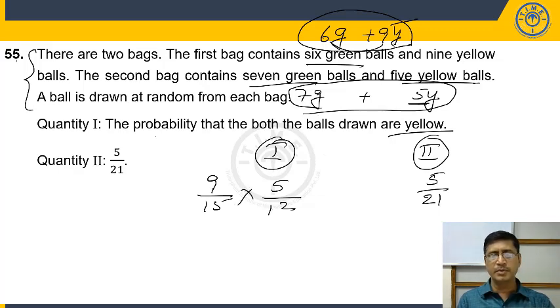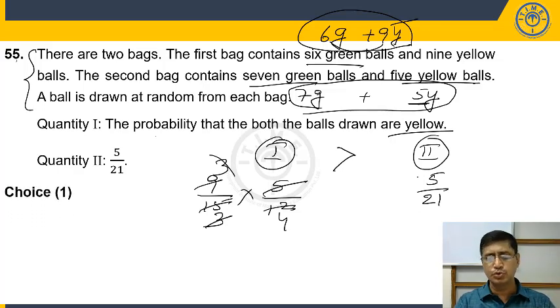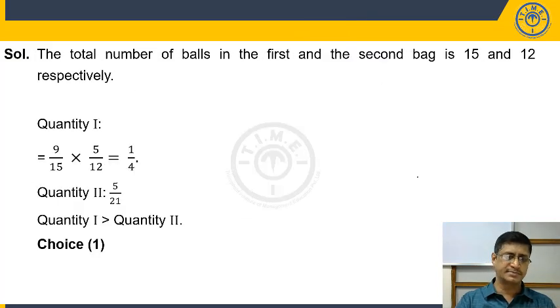Now what is the probability? Means 9 by 15 into 5 by 12. Simplify this. Now it goes exactly 3 times. Now what next here? 3 times 3, 4 times. So 1 by 4 and 5 by 20. 1 by 4 is more than 5 by 20. So what is the relation here? Quantity 1 is greater than quantity 2, means option number 1. The first choice is the right choice.